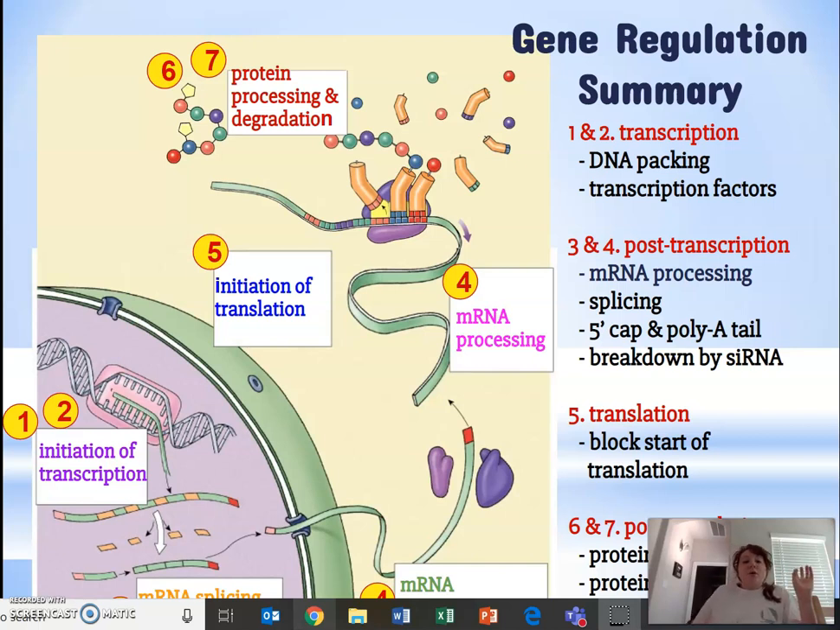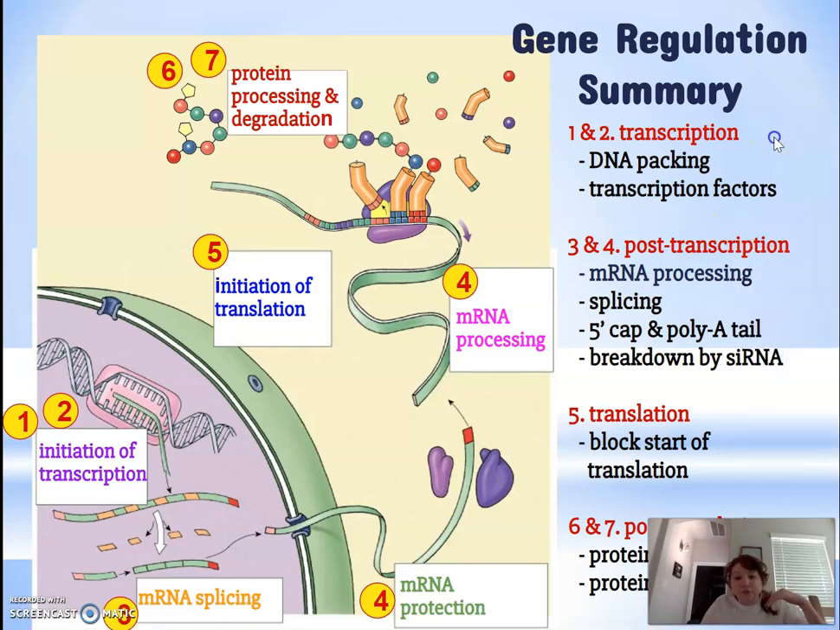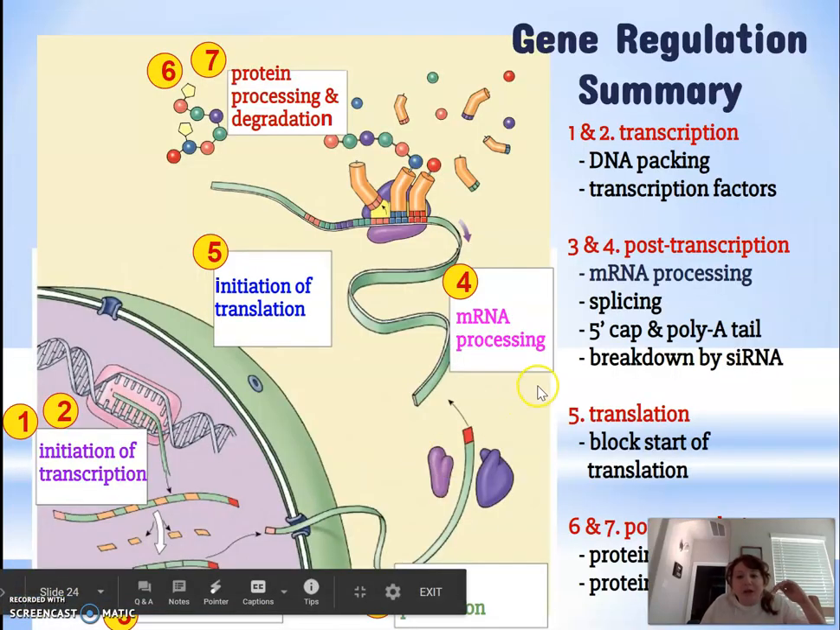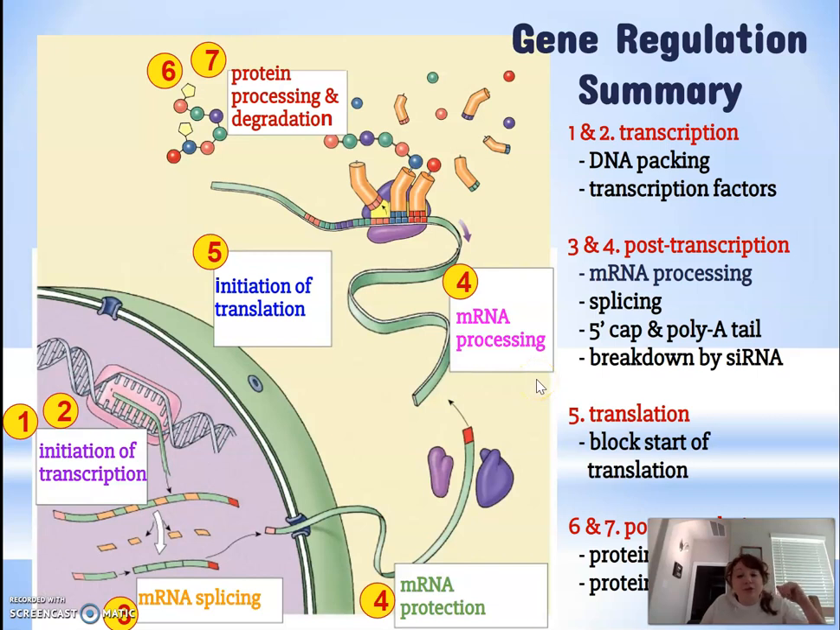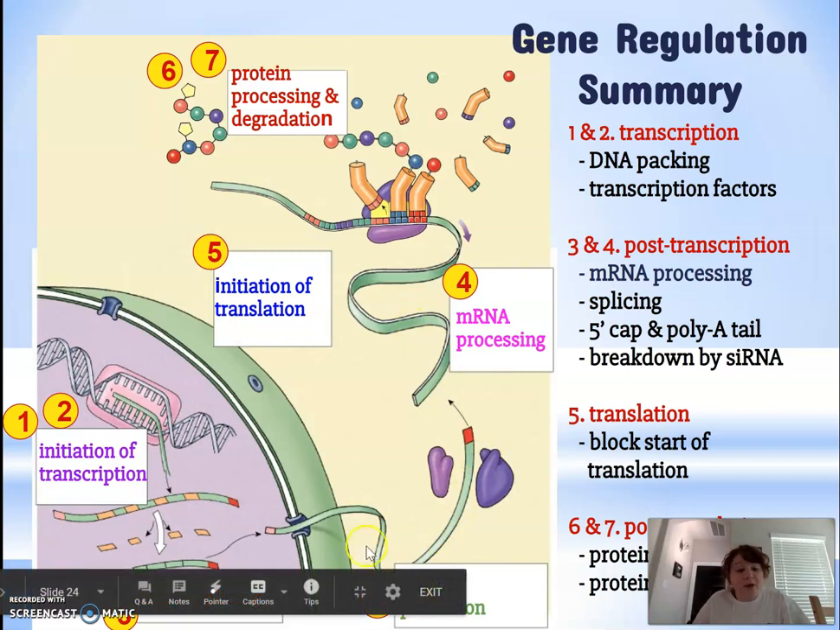Okay, so to summarize the 7 steps for gene regulation: you have transcription through the DNA packing, and the initiation of transcription with the transcription factors. Post-transcription covers mRNA processing, splicing, and the breakdown by interference RNA. Then you can have translation, where you block the start of it. Post-translational is how the protein is processed, and also the actual protein breakdown or degradation with ubiquitin.